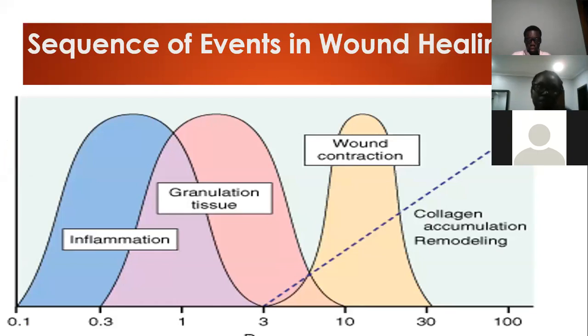So in the sequence of events, you realize that inflammation always comes first. Then there's formation of granulation tissue and there's collagen accumulation and wound contraction. You realize that there's an overlap of all these processes. Whilst inflammation is ongoing, granulation tissue formation has started. By the time inflammation ends, the granulation tissue is well formed. Then you have collagen accumulation and wound contraction. So they overlap each other. It is not discrete processes that occur.